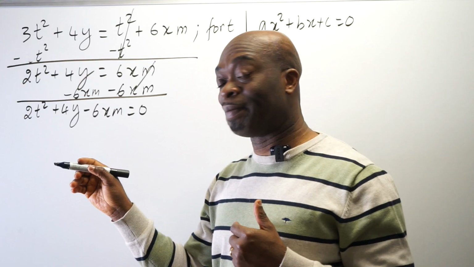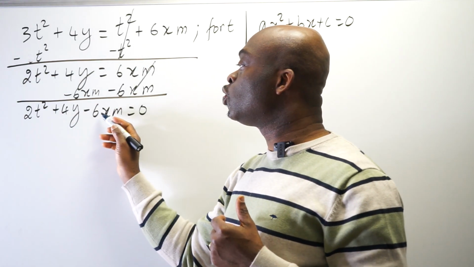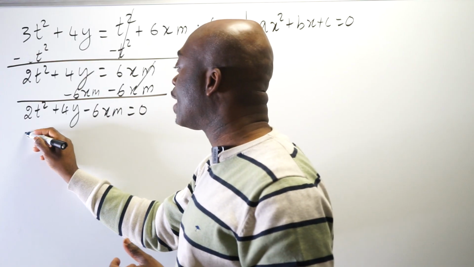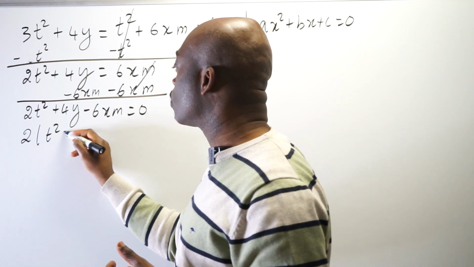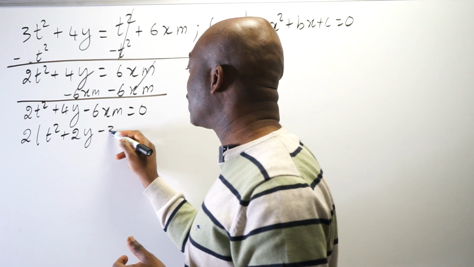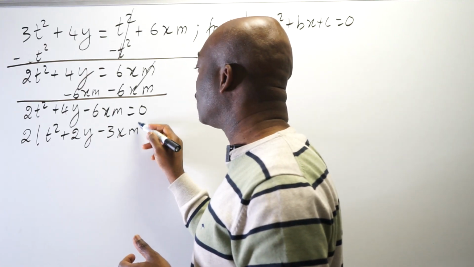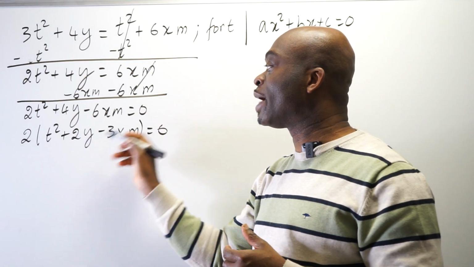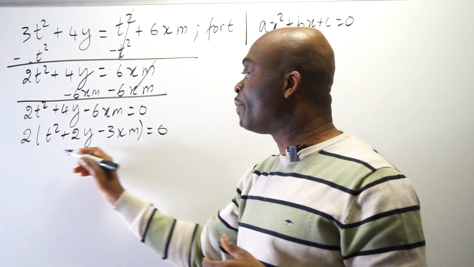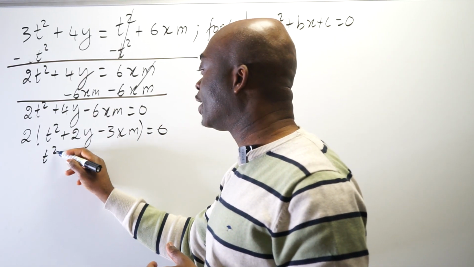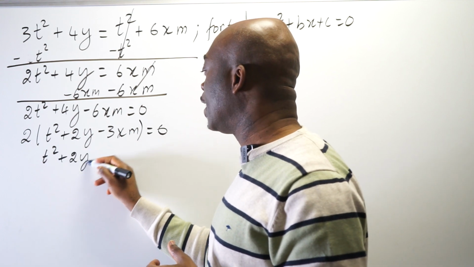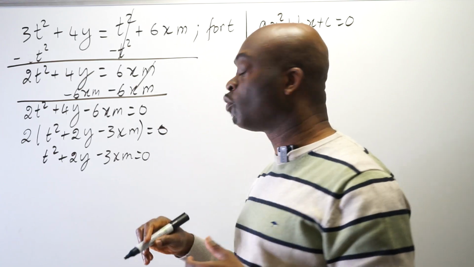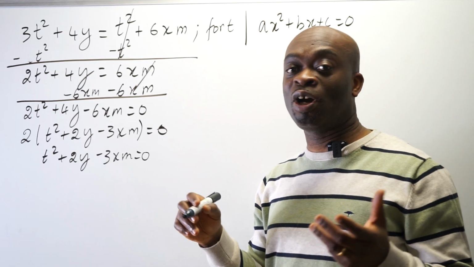What I'm going to point out is that we've got 2 in common for all these 3 terms here, so we can take it out, right? If we take it out, we end up with 2 out, t squared plus 2y minus 3xm equals 0. Everybody good? Because when we divide everybody by 2, this is what we end up with. So our equation can be written as t squared plus 2y minus 3xm equals 0. That can just help with calculating numbers.